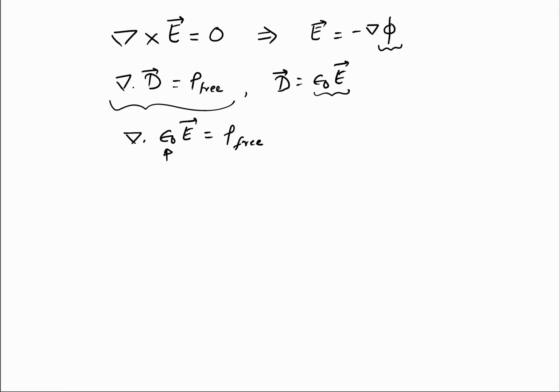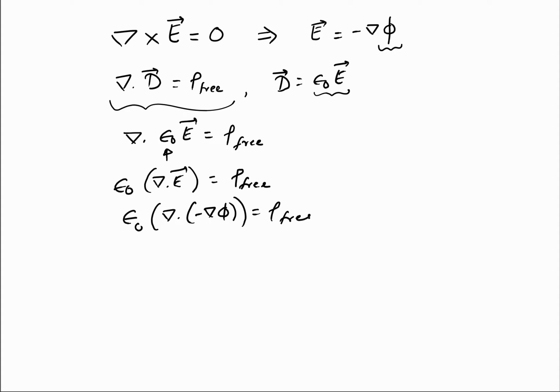Since epsilon naught is a constant with respect to the space coordinates, we can take it outside the divergence. So del dot E is equal to rho free over epsilon naught. Furthermore, we know that E is equal to minus the gradient of the potential. I will put that in. Taking the minus sign outside to the right hand side, this equation becomes epsilon naught del dot del phi.